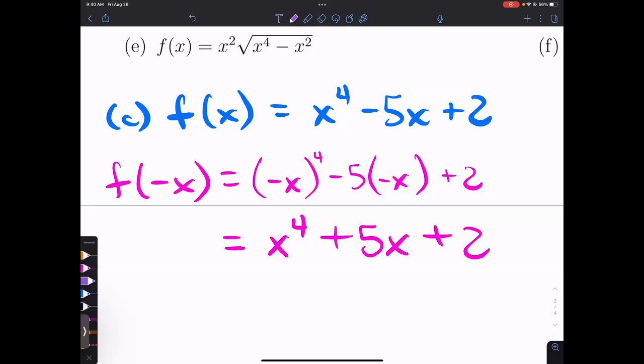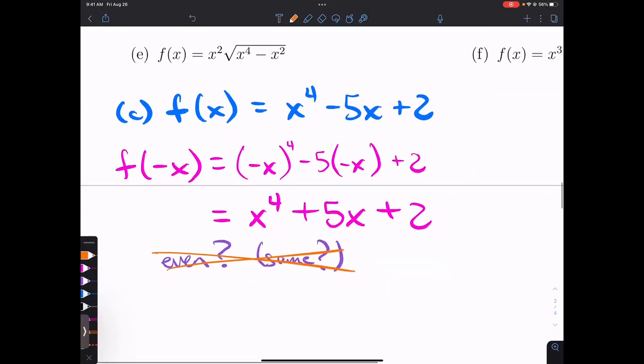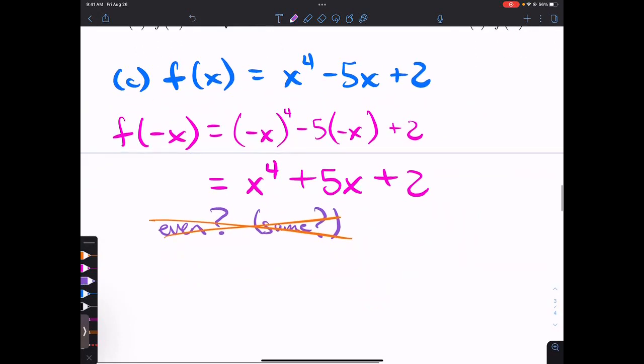If they're not exactly the same, it can't be even. Because being even means it's y-axis symmetric, which means that they're exactly the same. All right, well, it can't be even. Is it odd then? There are 3 options, right? Even or odd or neither. So we don't know yet.